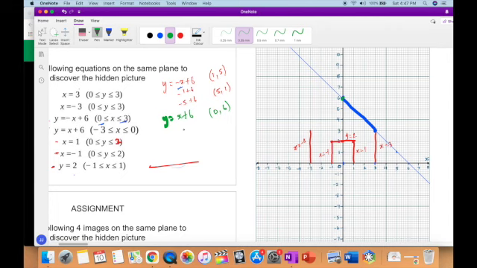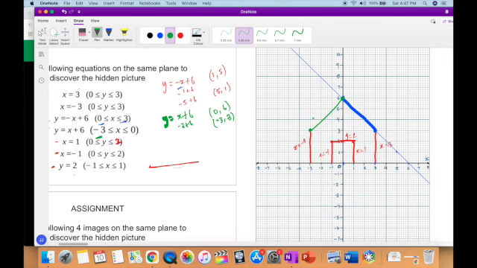And then we could try the other one when x is -3. So when x is -3, y is what? -3 plus 6 is +3, right? So when x is -3, y is +3, so that'll be here. So now this is the second line.